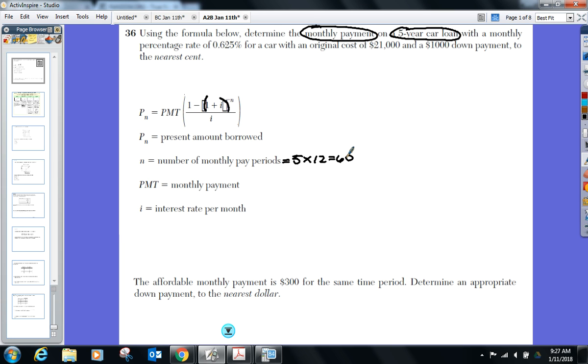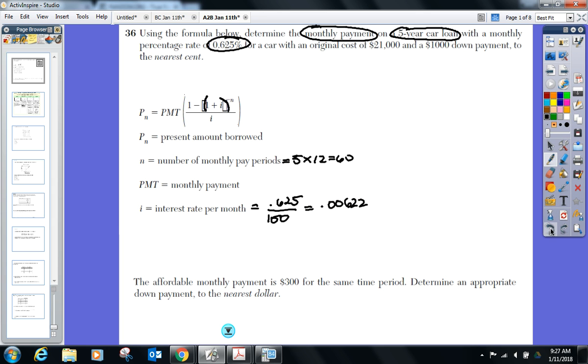Let's keep reading. With a percentage rate, and this got to some of you, you saw it's already a decimal, good enough. No, it's a percent though. So it's not ready to be plugged into the formula yet. You still have to divide that by 100. So the interest rate is not going to be 0.625. It's 0.625 divided by 100. So 0.00625 I'm going to plug in.